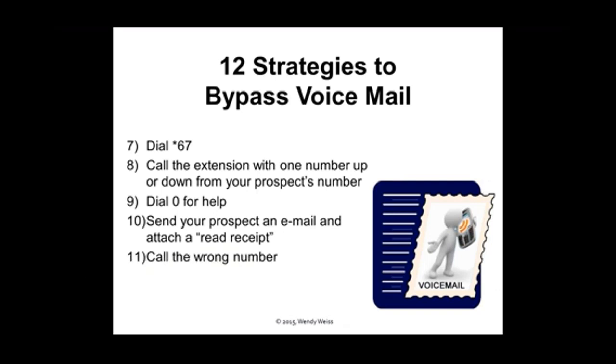Okay? Call the wrong number. Now, this is what I mean. Let's say your prospect's number is 5004. So you've called that, you're getting voicemail. You want to bypass voicemail. So you start calling other extensions within the company. Call 5003, call 5002, call 5005 until you reach a human being.